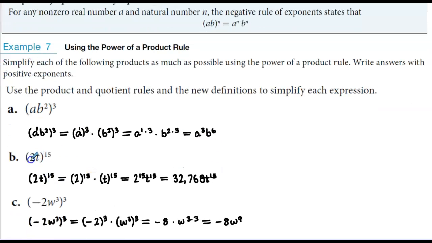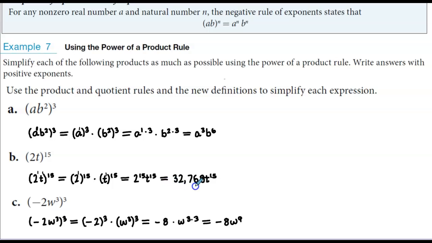Next we have the base of 2t to the power of 15. Again, I want to make note that 2 has an exponent of 1, and so does t, and it's raised to the power of 15. So we have 2 to the first power raised to the 15th power, and t to the first power raised to the 15th power. So 1 times 15 gives us a base of 2 with an exponent of 15, and 1 times 15 gives a base of t to the power of 15.